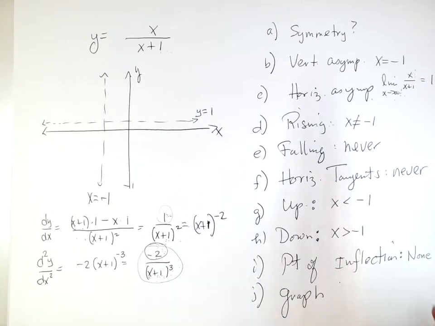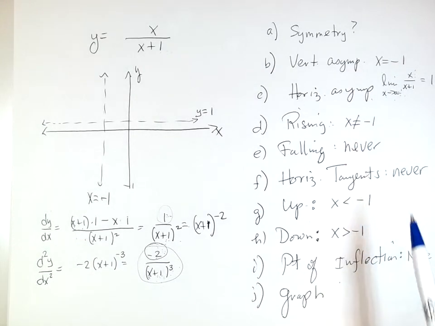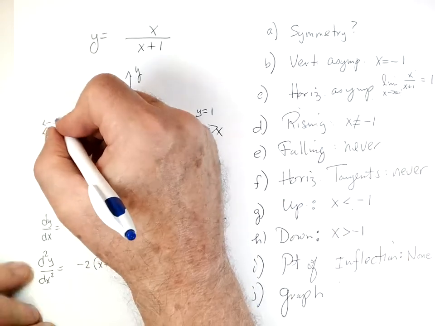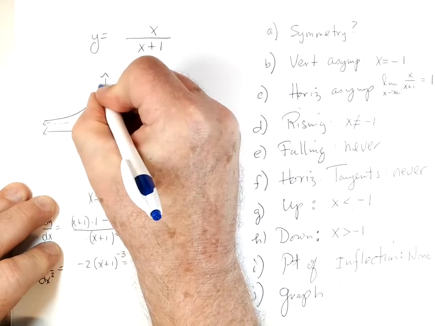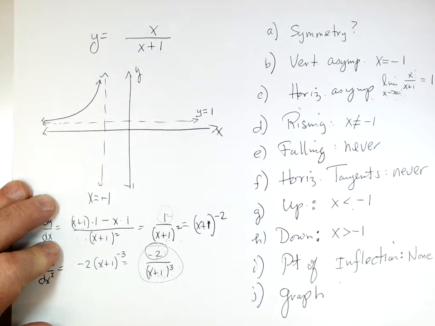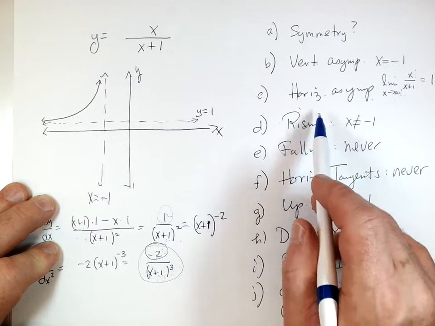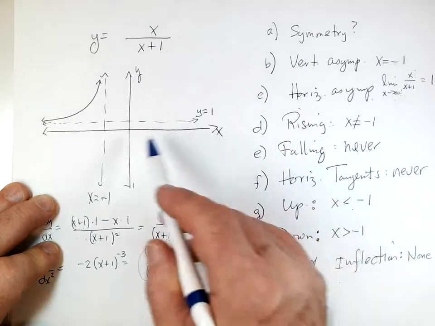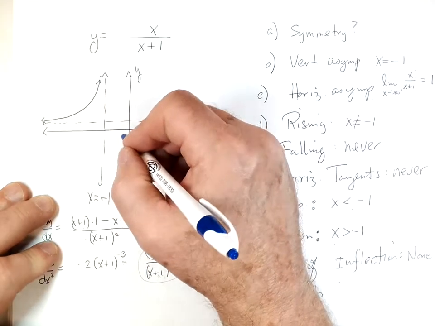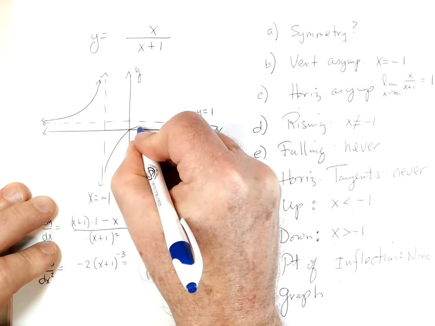We have a graph that's rising all the time. It's concave up when x is less than -1, and there's only one way to do this, given our asymptotes, this way. Rising and concave up. And it's never falling. It's rising after -1, but concave down there. Rising and concave down. This is what you have.